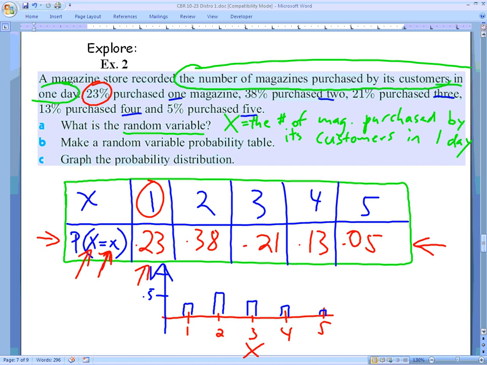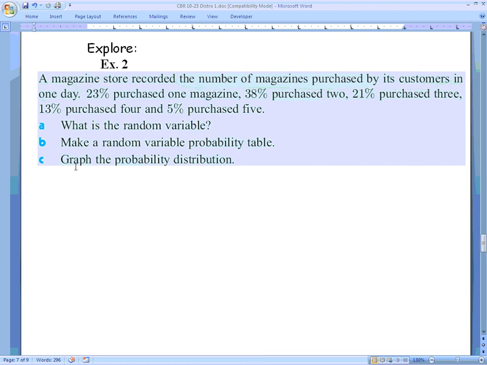What's it useful for? Well, right away I can see that the most likely occurrence is 2. That's the one that has the highest probability. The one that's least likely to occur would be 5 magazines purchased, and that has the smallest bar. So probability distributions, both via table, which would be the most common way, as well as via some graphs. Again, make sure that we know that all the probabilities add up to 1, the most useful thing from this lesson.